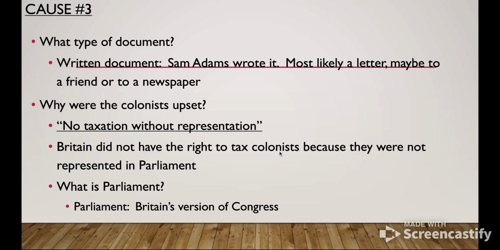The colonists, because they lived in the 13 colonies and not Britain itself, weren't able to vote for representatives to go to Parliament on their behalf. So therefore, their argument was, because you're not giving us representatives in Parliament, you shouldn't be able to tax us. No taxation without representation.